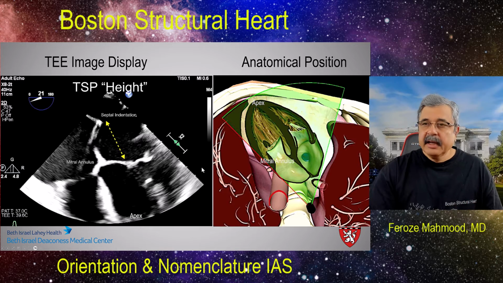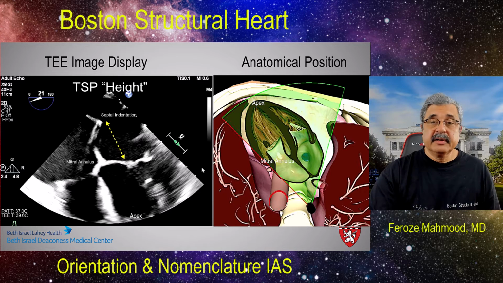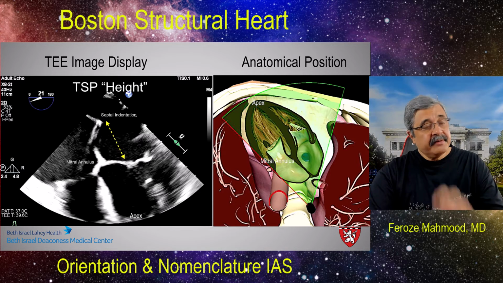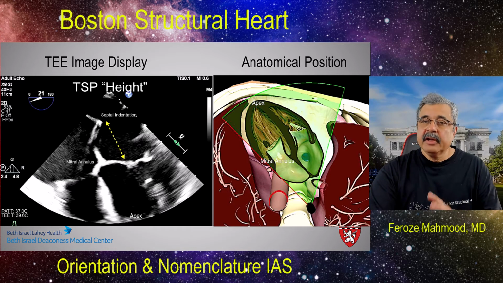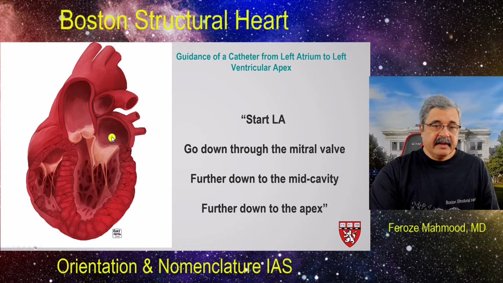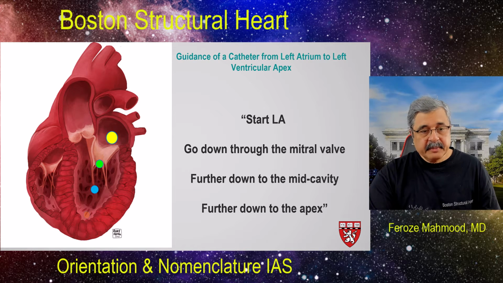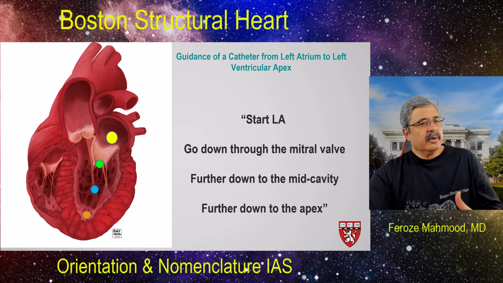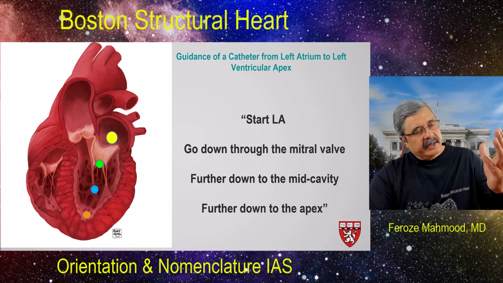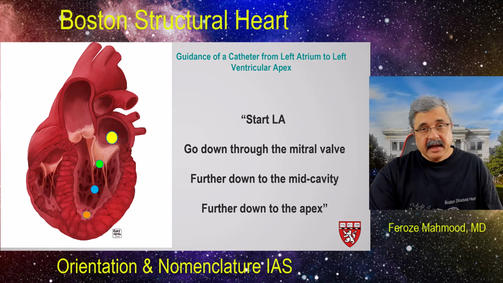So that's a little confusing, particularly so when two people are looking at the anatomy and describing it in different orientations. And that comes into play specifically when we try to conform the echocardiographic anatomy to the fluoroscopic anatomy. So for example, when we have to have a catheter move from the left atrium across the mitral annulus into the left ventricle, our terminology is start in the LA, go down through the mitral valve, further down to the mid cavity, and finally to the apex of the heart. But technically, you are going through the left ventricle, up to the mitral valve, into the mid cavity, and finally at the most superior anterior portion, and that's the apex of the left ventricle. So that's a little confusing.